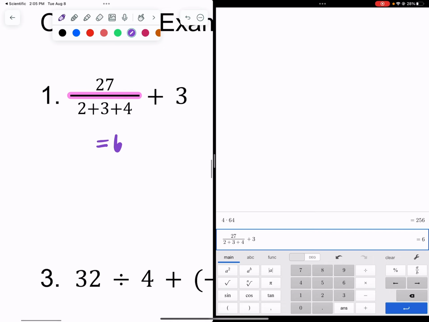If you wanted to double check, this would be 27 divided by 9 plus 3. Well, 27 divided by 9 is 3. Plus 3 does, in fact, give me 6.